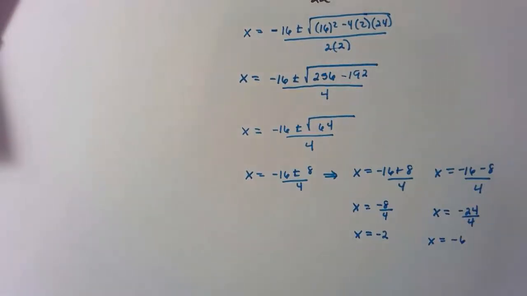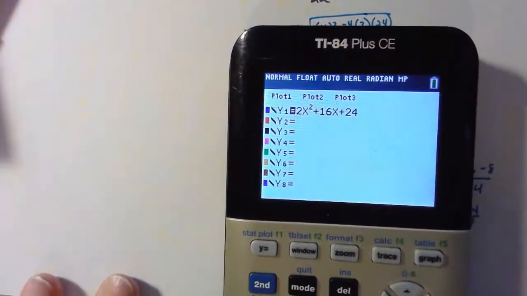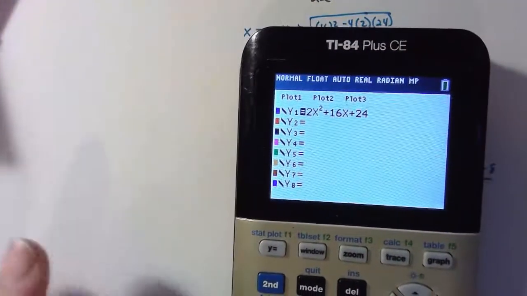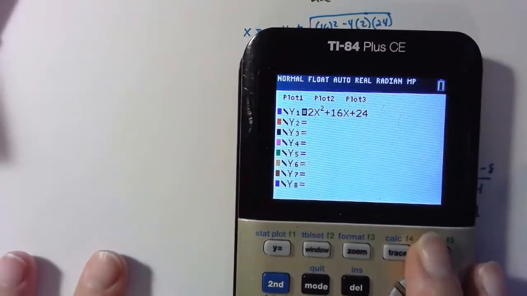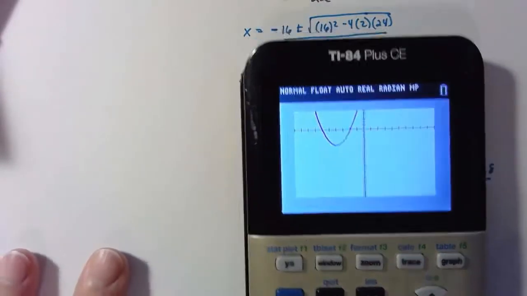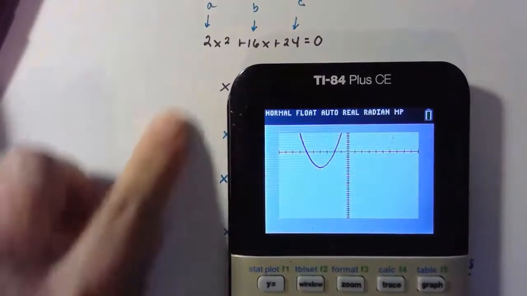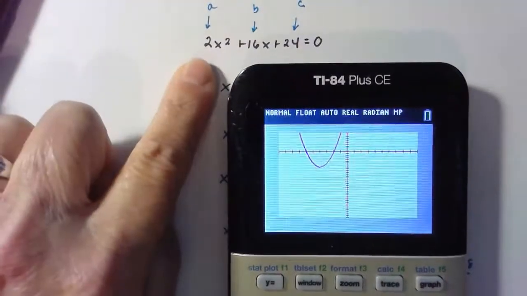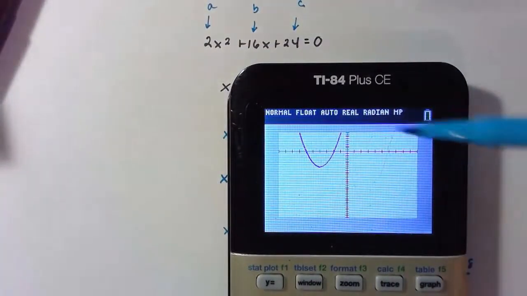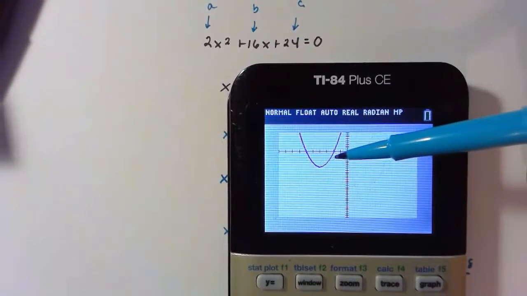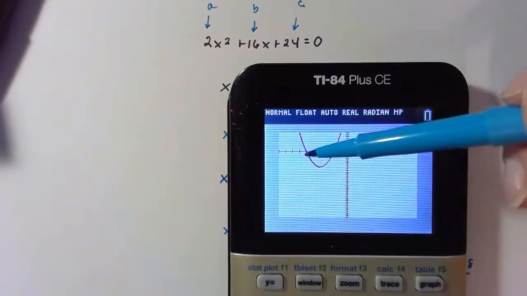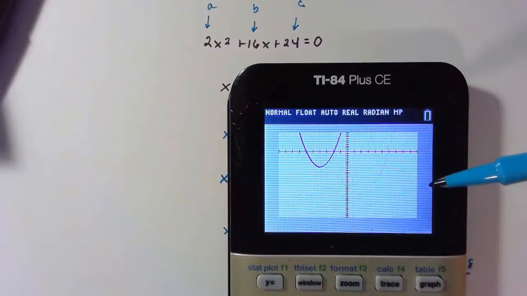So if you put this into your calculator, right, you're going to put it into y equals, or in Desmos, you would type it in just as you see it. And if you hit the graph key, there's your parabola. Now you would expect that it opens up because our leading coefficient is positive. Okay. And as you can see, I've got a zero or x-intercept at x equals negative 2, and I've got another one at x equals negative 6.